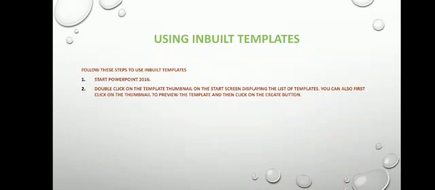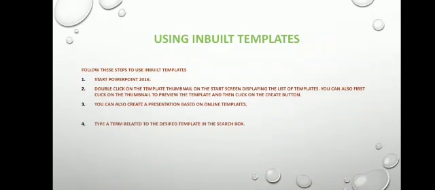Double click on the template thumbnail on the start screen displaying the list of templates. You can also first click on the thumbnail to preview the template and then click on the create button. So what you have to do? First you have to see the samples or templates, choose one of them and click on the create button. You can also create a presentation based on online templates. You can also download templates from the internet and use them to create a presentation.